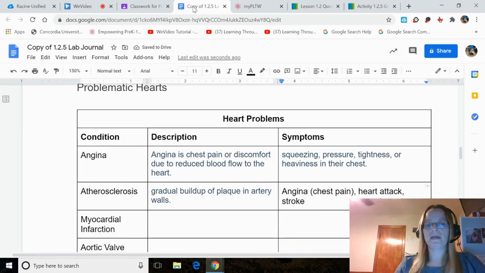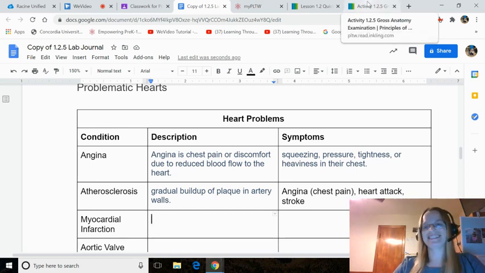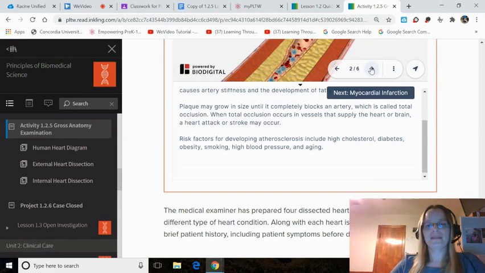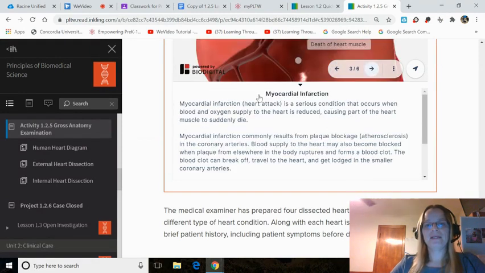The symptoms of atherosclerosis are diagnosed through a secondary thing, which sucks. But speaking of heart attack, myocardial infarction. Now, that one's a fun one to say. So we've read through this. Myocardial infarction, not infunction, infarction.